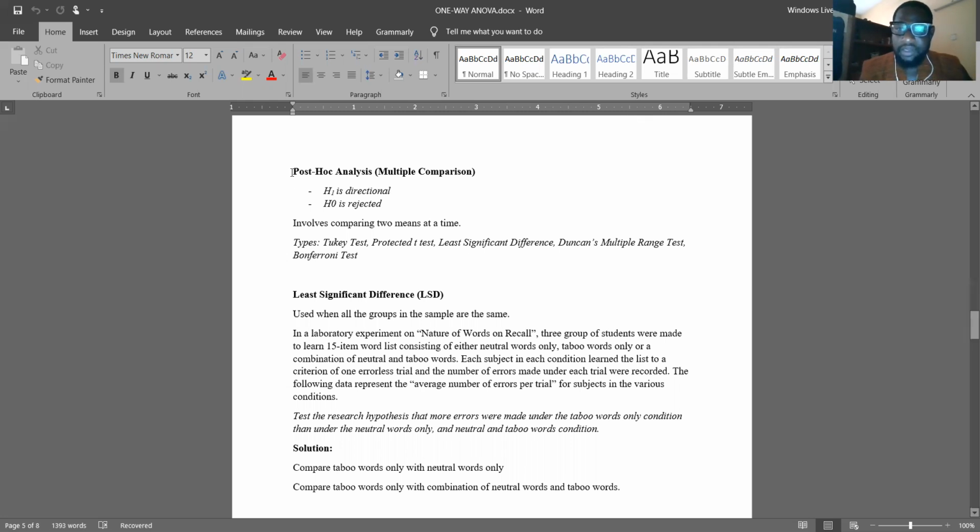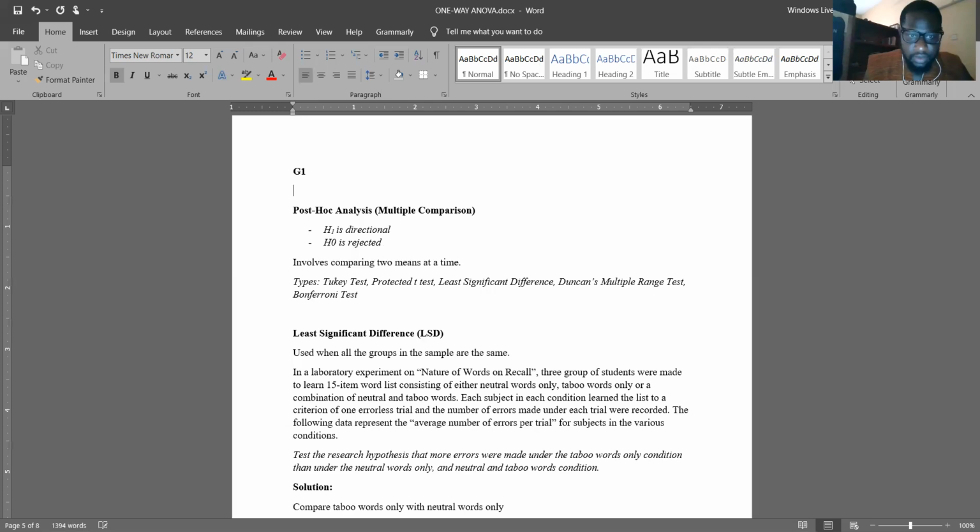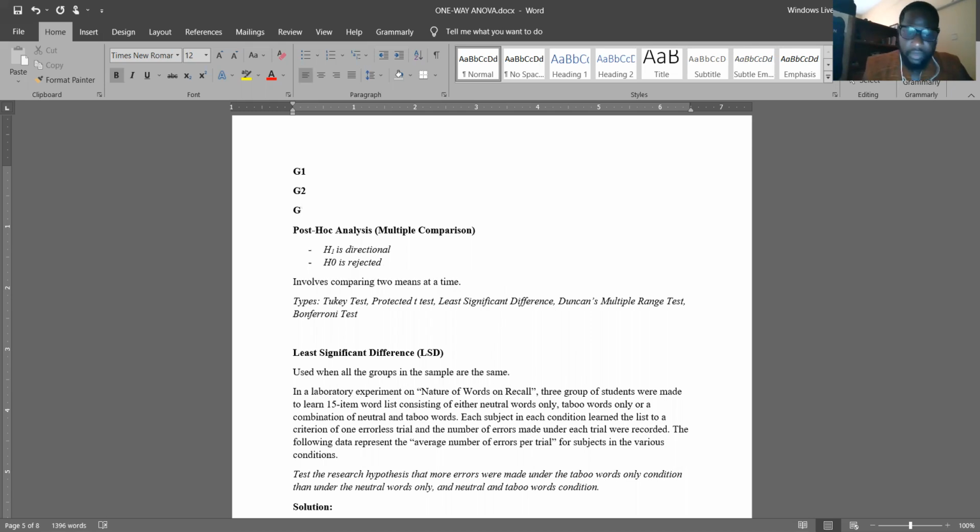We have three main groups: group 1, group 2, and group 3. So what ANOVA will do is compare group 1 and group 2, and again compare group 1 and group 3, then compare group 2 and group 3. So it means when the groups are 3, we are supposed to get 3 comparisons.